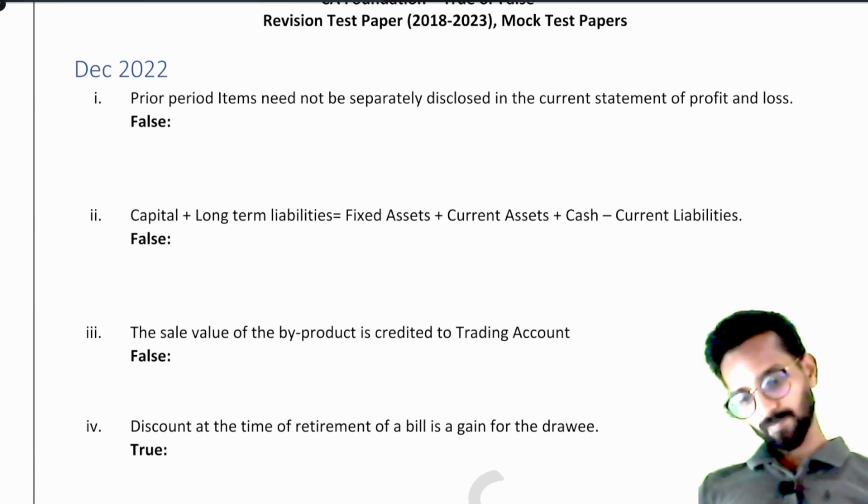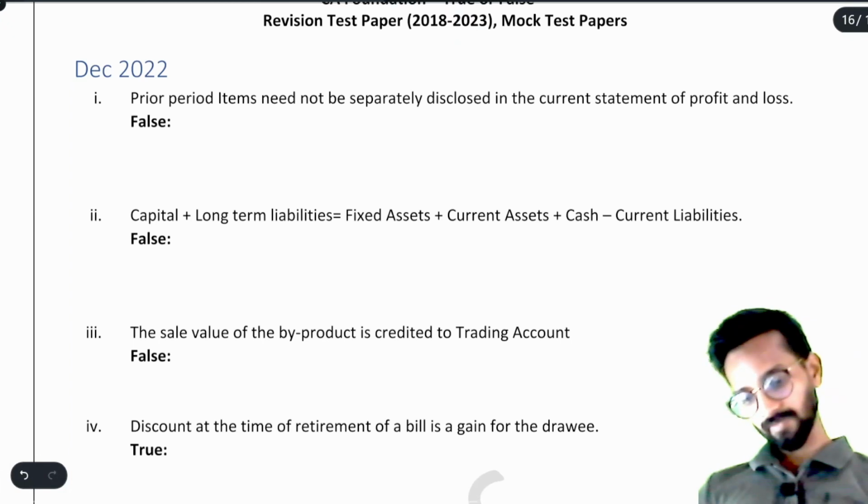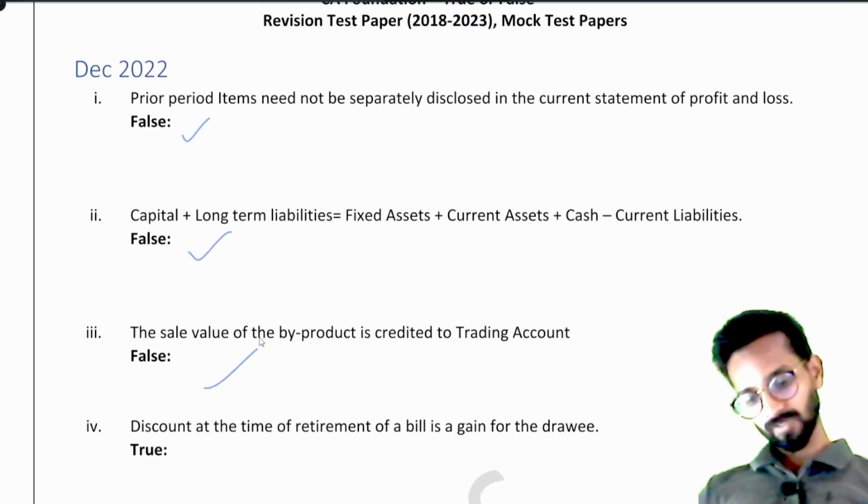The first question we have is prior period item need not be separate. Okay, we have discussed this. Capital, this is also discussed. Sale value of the byproduct discussed. Discount is discussed.